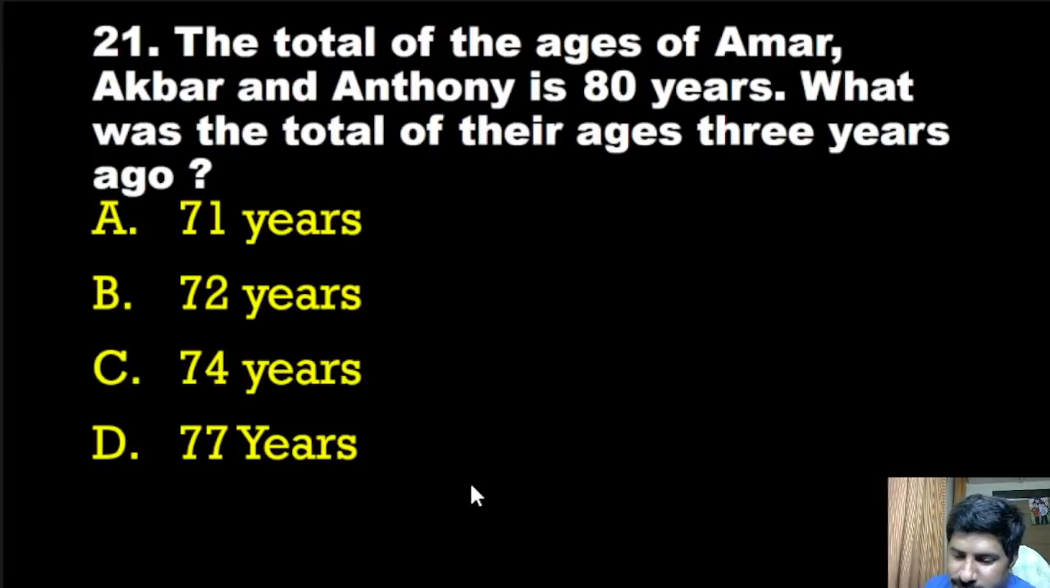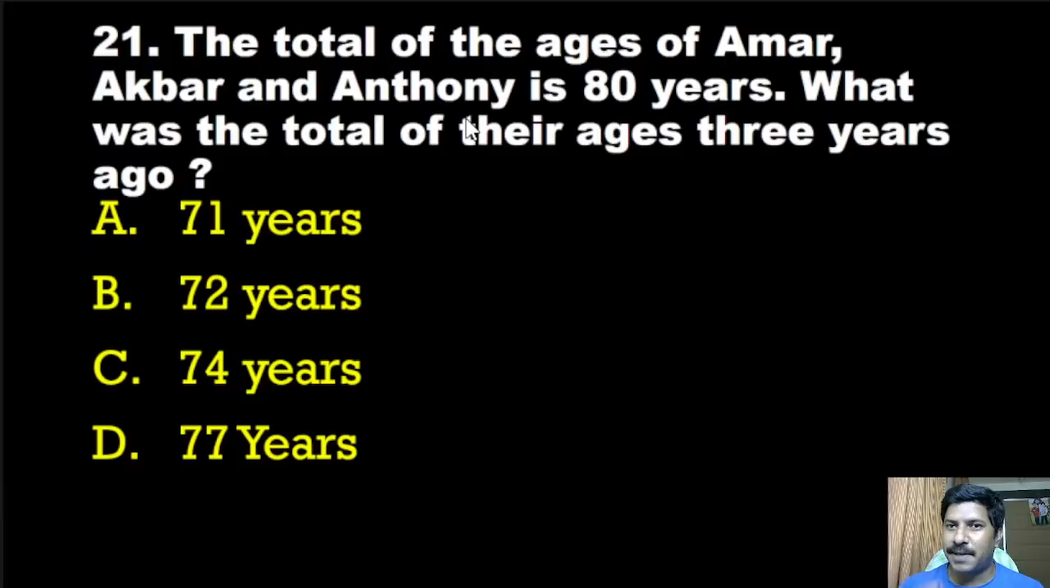Actually, it is an easy question. Think before answering. The total of ages of Amar, Akbar and Anthony, 3 persons are there. One more tip, those who gave option D, once again they can try. It is a wrong answer. They can calculate once again and give the correct answer.